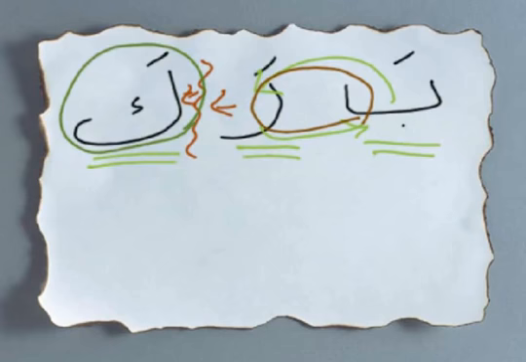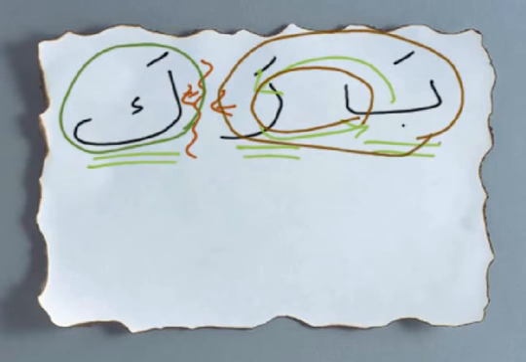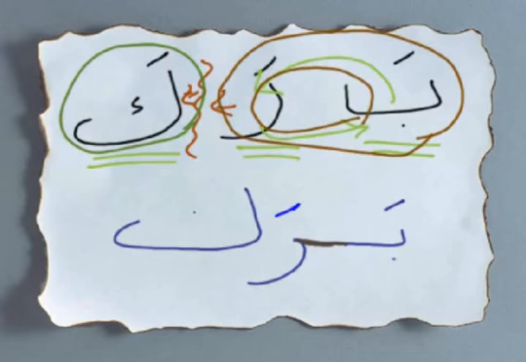Now, the ba and the ra connect because the ra does accept, as we made mention last time, invitations. So the letter in front of it, if it reaches out, it will connect with the ra. As we write it, this is how you write the ba. Now, there's the ra. This is how you connect the ba and the ra together. So you've got bara, but that's only a part of the word. Then we've got the kaf, and at the end of the word, this is how you write the kaf.